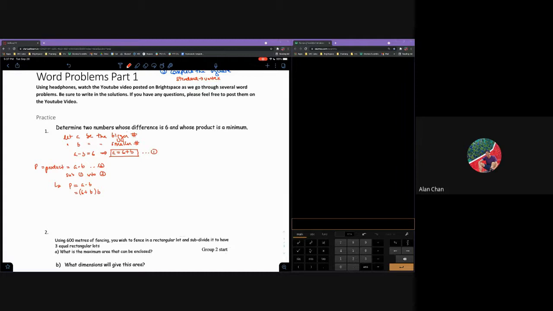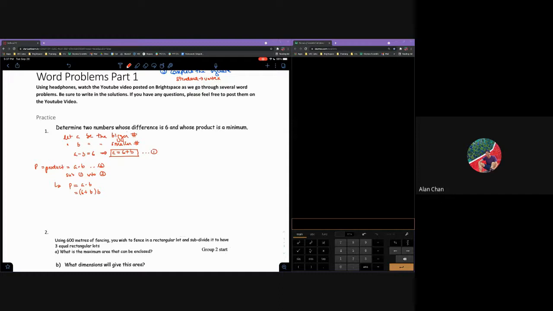So if you wanted to, you could expand this, right? And then complete the square and then find the vertex. Or we could just find the midpoint of the zeros to get the x coordinate of the vertex, or the b value, and then just sub it back in here to find a. Okay, so you have multiple ways to approach this.